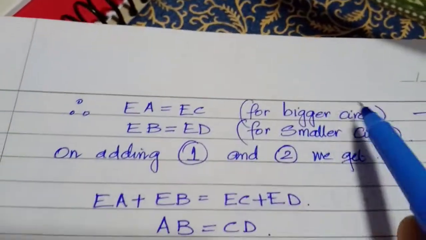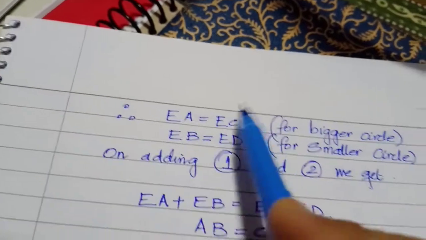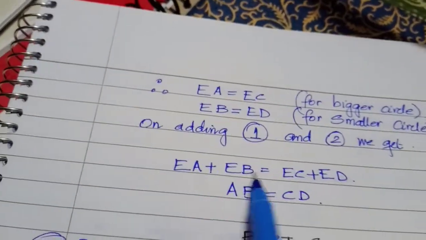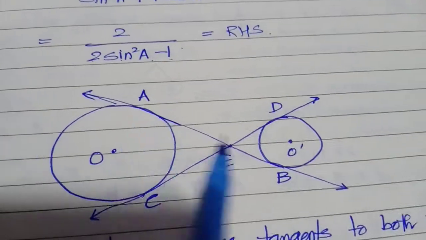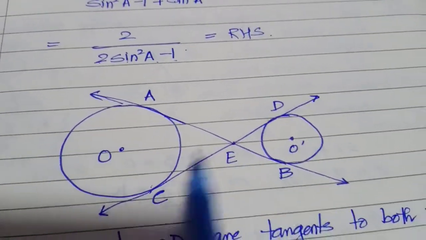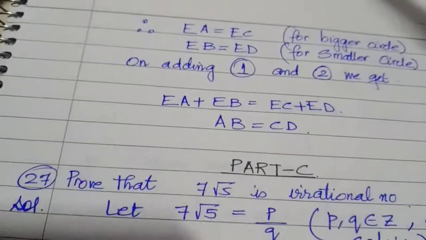So for the bigger circle and smaller circle I have written, just add this 1 and 2. I get EA plus EB and EC plus ED. EA plus EB becomes AB. EC plus ED becomes CD, and hence we have proved that AB is equal to CD. Both the lines are equal.